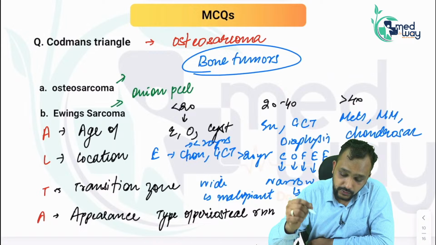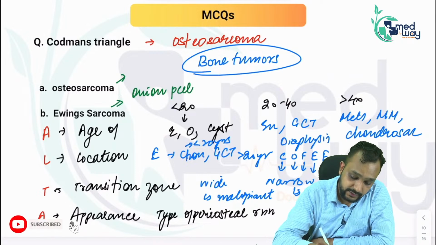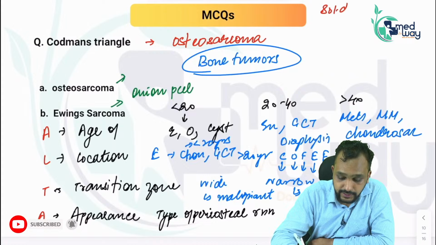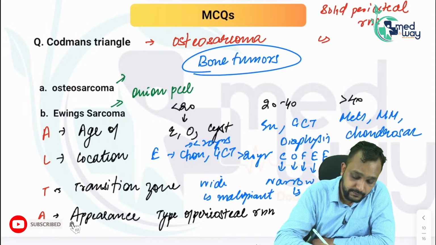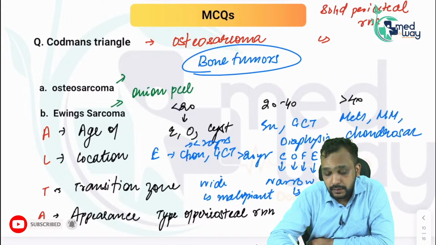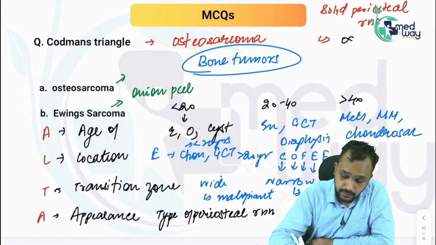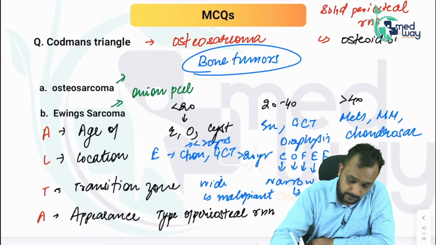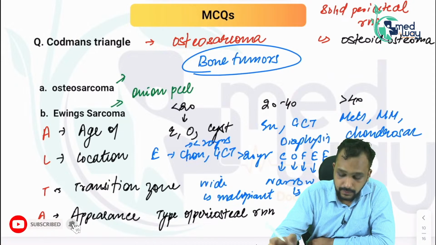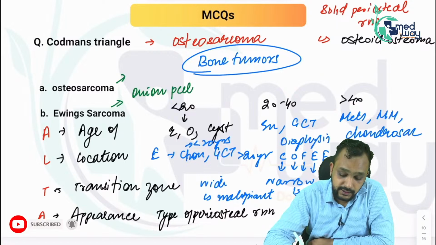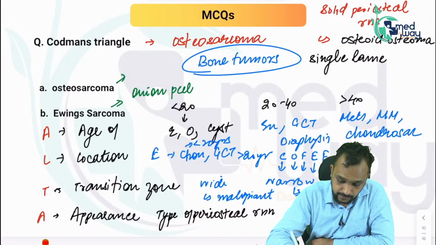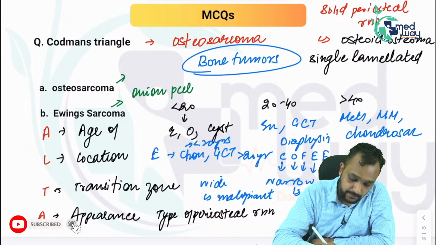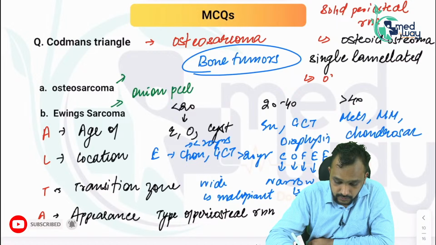Then you should also know solid periosteal reaction. Can anyone tell me in which patients solid periosteal reaction is seen? It is seen in patients with osteoid osteoma. Right? Then you should know single lamellated periosteal reaction. This is seen in patients with osteomyelitis.